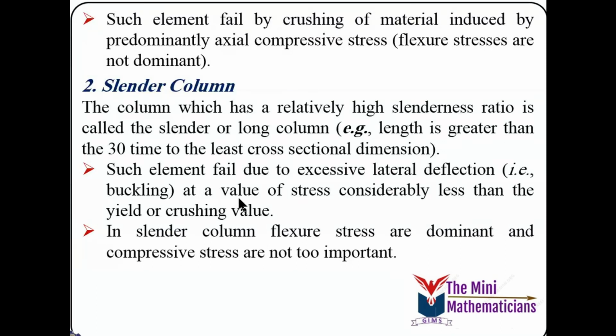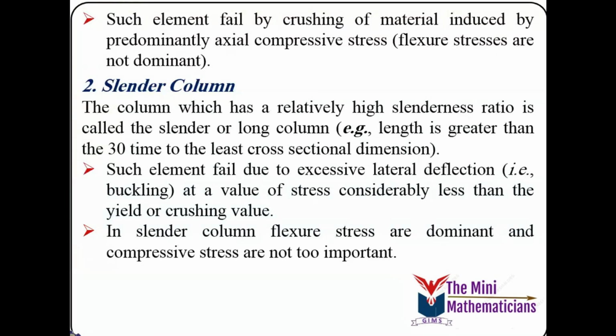So long column means that the failure will occur at a stress value much less than the yield value or the crushing value. It means that if the failure stress is less than yield value, the failure occurs within the elastic range. So we can also refer to the failure type as elastic failure or elastic buckling. The buckling occurs in the lateral direction at a stress value less than the yield stress or the crushing value. Normally this type of column has a very large slenderness ratio.